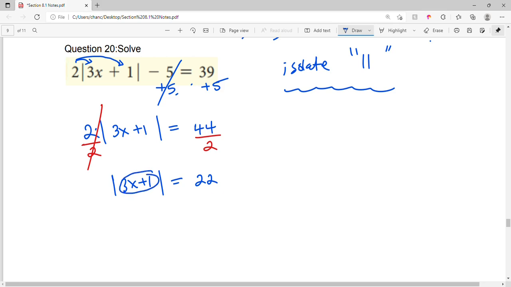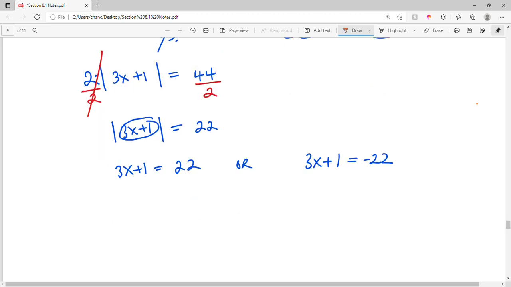I could set the inside here equal to positive 22, or I could set the inside equal to negative 22. You can only separate into two equations after you isolate the absolute value. Don't do it in the very first step. That's not possible. So let's subtract 1 from both sides.